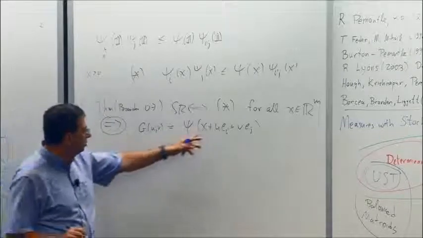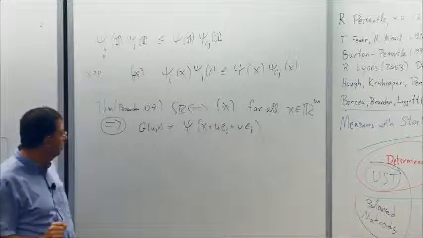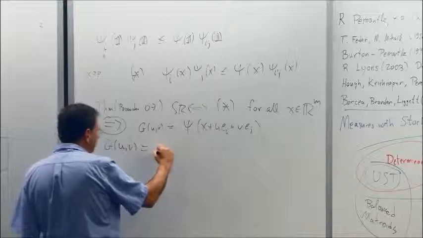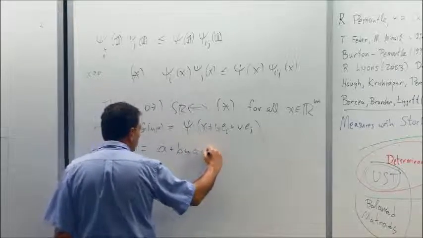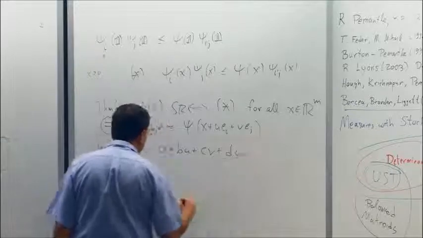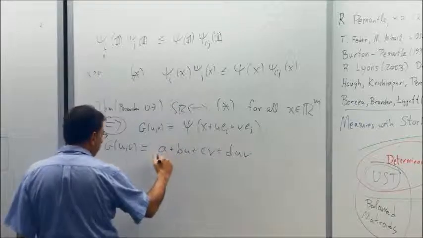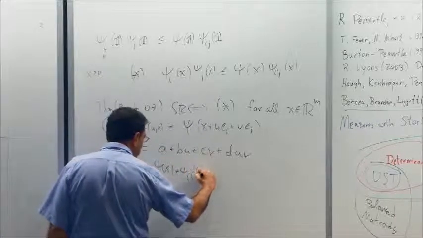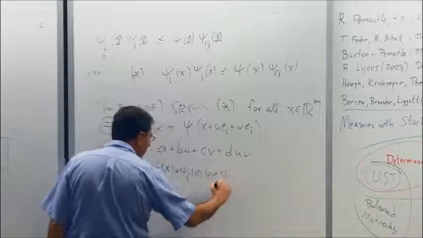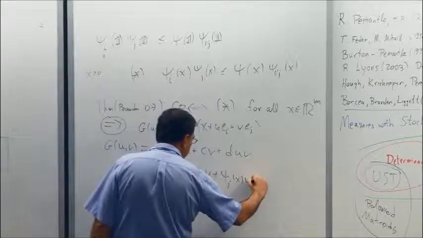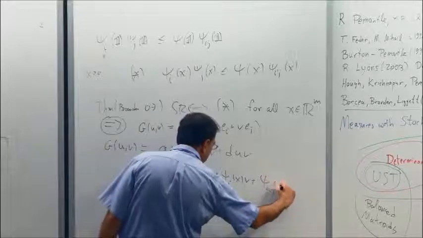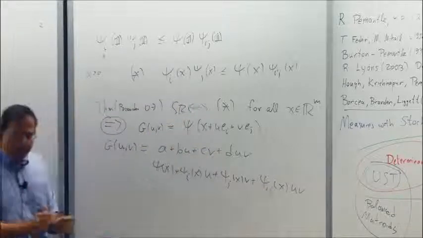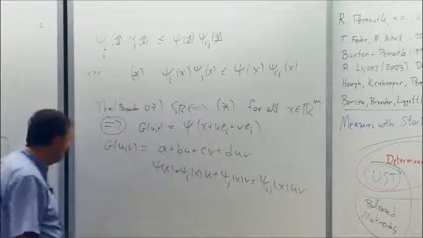And because psi is multi-affine, it's affine in every variable, you can write G(u,v) as A plus Bu plus Cv plus Duv, where these have just the meanings of partial derivatives. Explicitly, A is psi of x, B is psi_i of x, C is psi_j of x, and D is psi_ij of x. Because psi is not just a polynomial, it's affine in each variable, you have this representation.